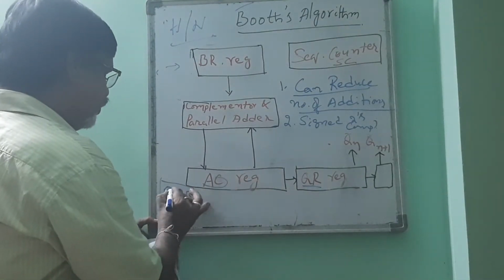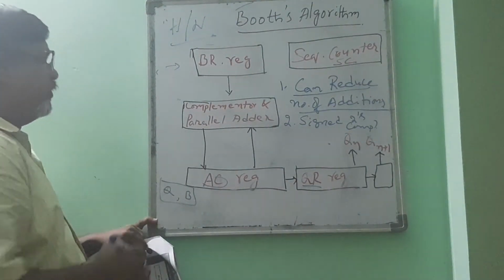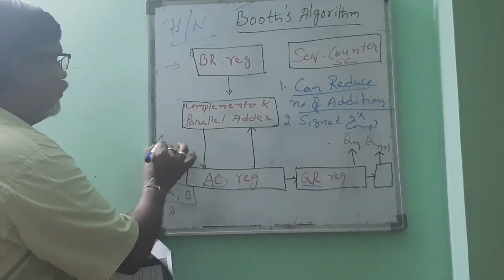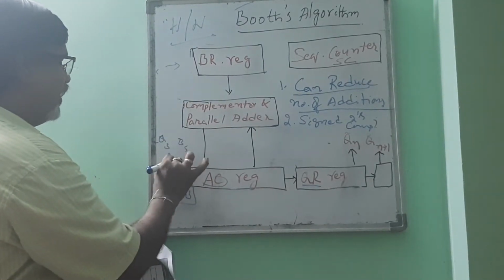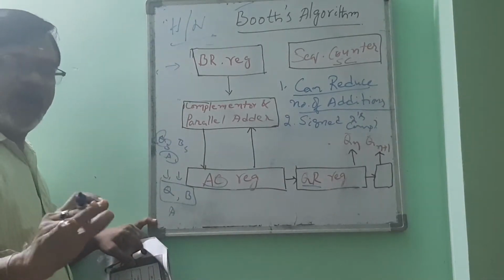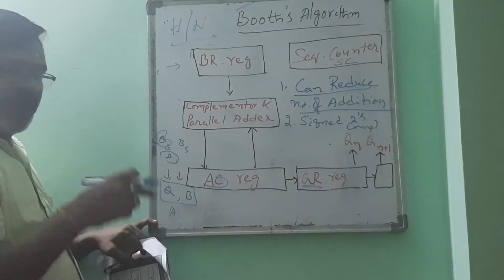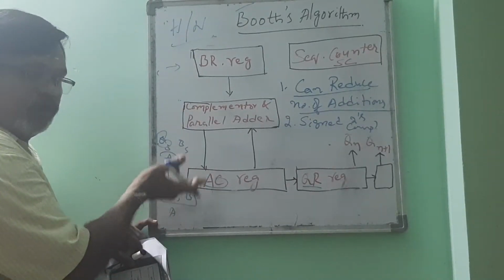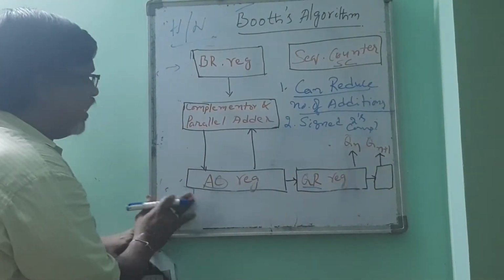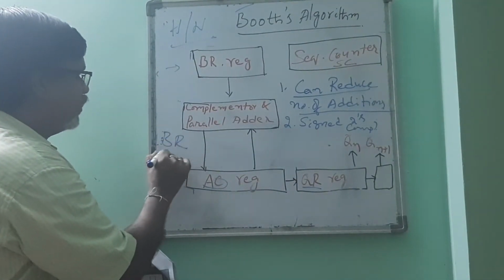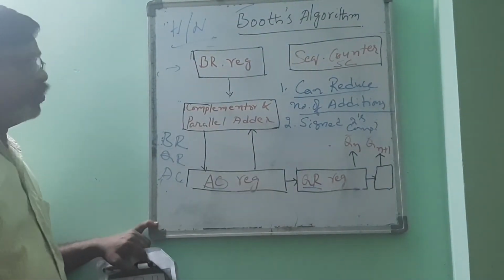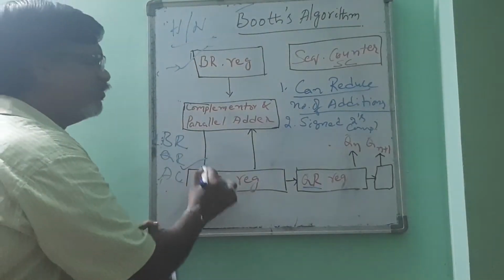Here AC. Previously, in the previous example, we used Q, B and A, and also QS, BS and AS as the sign bits. Here there is no concept of sign bits, and to avoid confusion between the registers used in the previous algorithm and this one, we name these registers BR, QR and AC, with no sign bits at all.